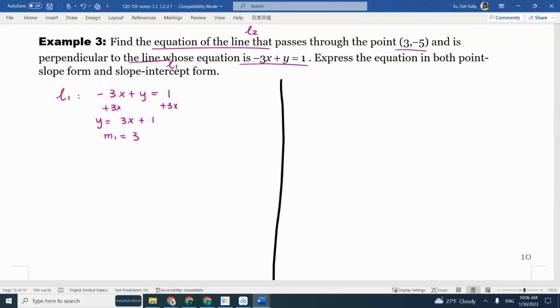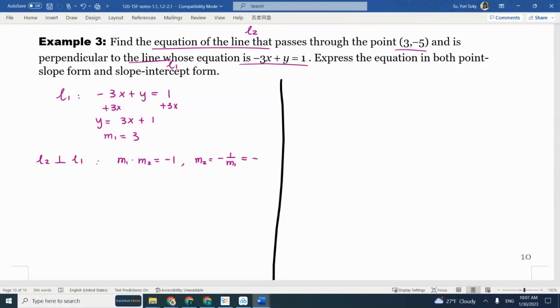So m1 is the slope of line 1, and m1 is 3. And then we know line 2 is perpendicular to line 1. Have you seen this symbol before? It means perpendicular. Then we know m1 times m2 is -1. So m2 is -1 over m1.